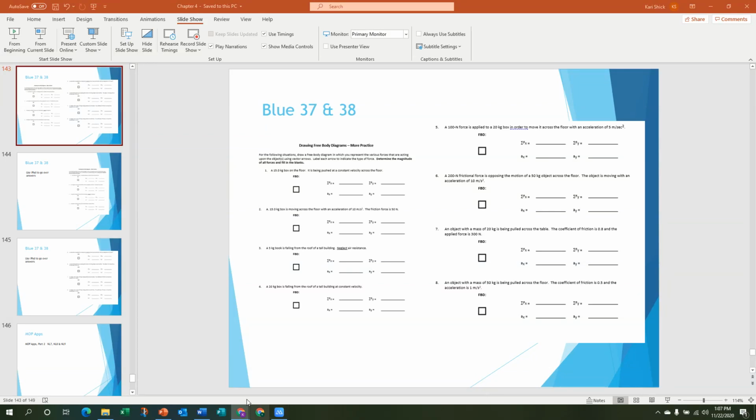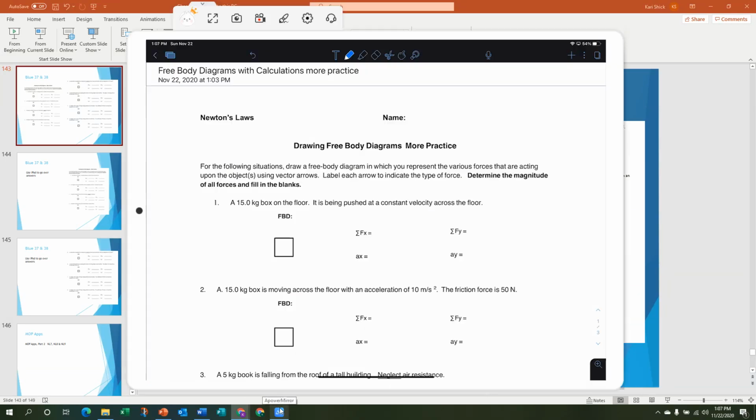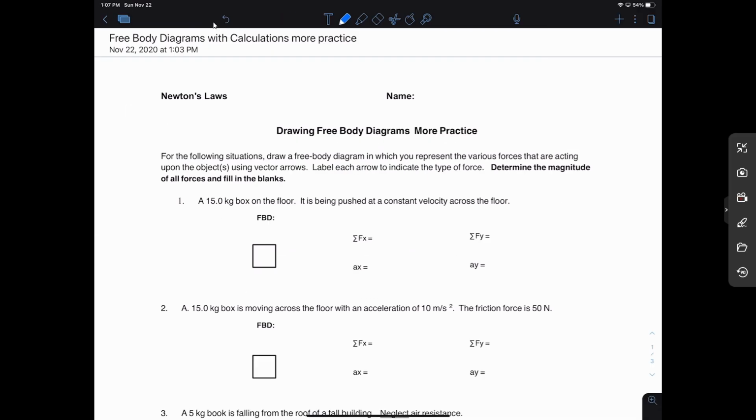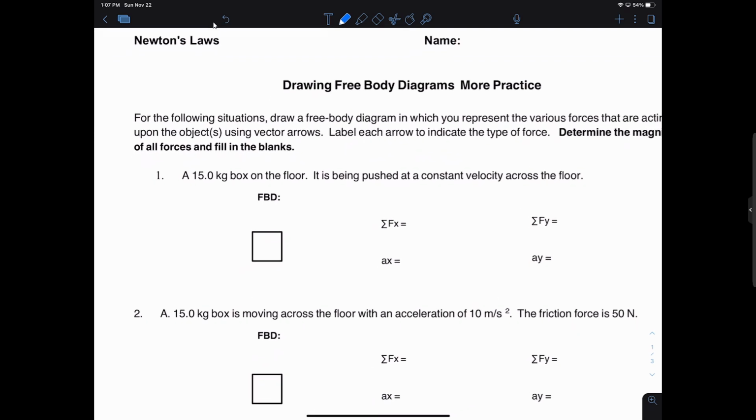Okay, so going over the answers to blue 37 and 38, it's going to be very similar to the last one. I'll go through it as quickly as I can, but I want to be sure that I cover everything. So we've got a 15 kilogram box. It's on the floor. It's being pushed at constant velocity across the floor. So we've got 15 kilograms, F grav, F norm.